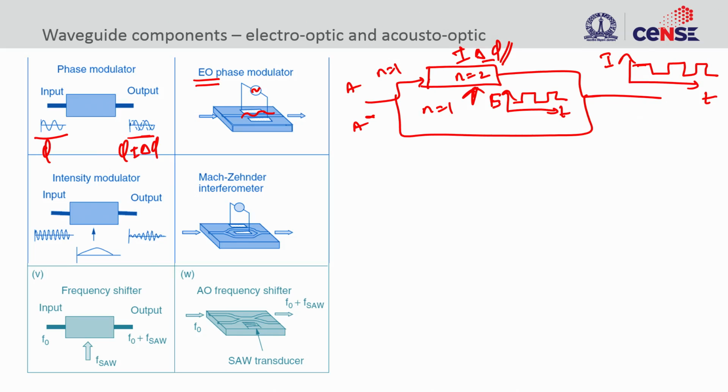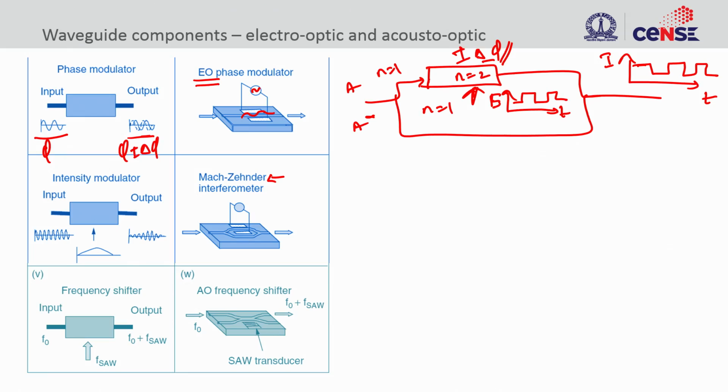So, you want to change the intensity of light passing through this device by an external stimulus. The external stimulus here is an electric field. By applying an electric field in this interferometer, which is called a Mach-Zehnder interferometer, you can change the light intensity that is coming out.